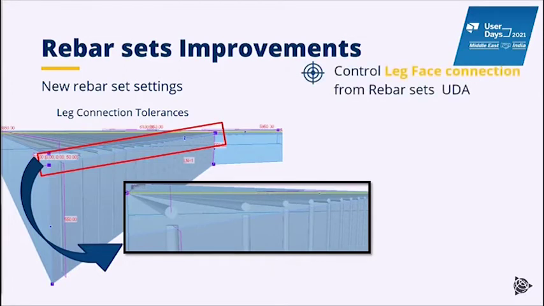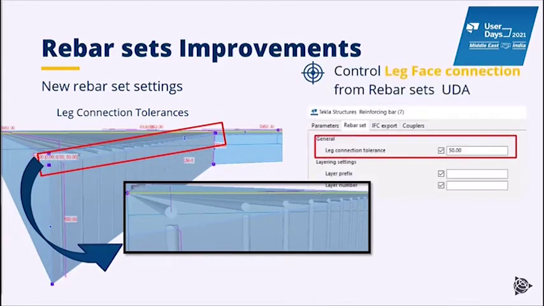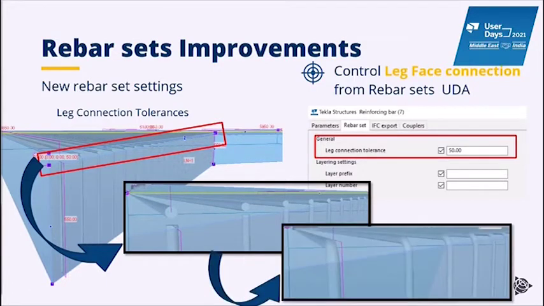Now in the latest version, we have a new setting called leg face connection tolerance. This can be set directly from the Rebarset UDAs. Based on this set tolerance, if the gap is within this tolerance, then the Rebarset will automatically connect them together, as you can see here.